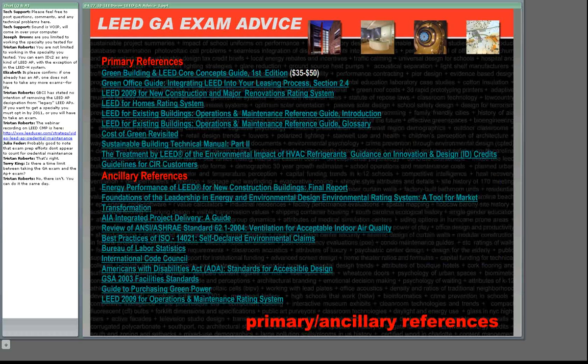The ancillary references are really all over the place. They cited, for instance, the entire Bureau of Labor Statistics website. That is so broad and general. I have essentially excluded it completely from my training because I don't see how you could create any sort of meaningful study regimen based on the entire Bureau of Labor Statistics website. Ditto for the International Code Council website. I mean, what are you possibly supposed to do with that? It just doesn't make any sense to me.